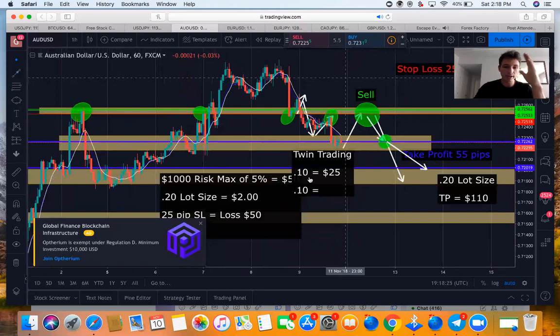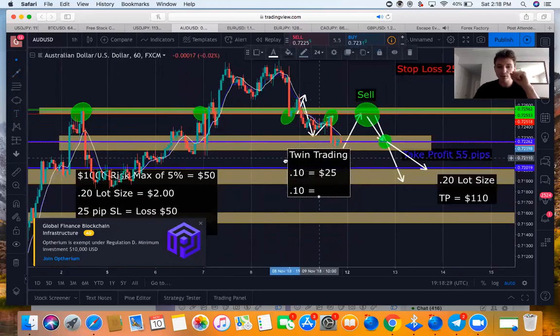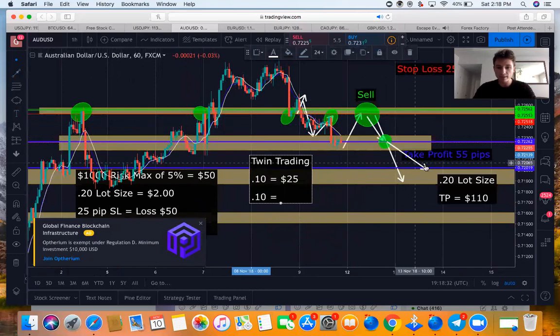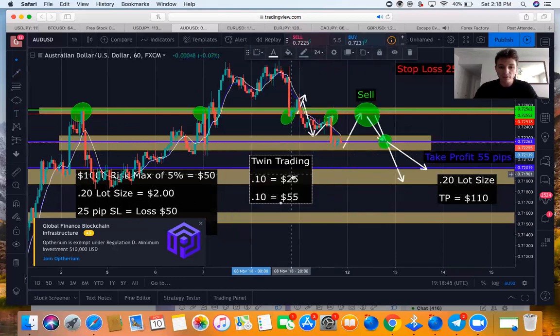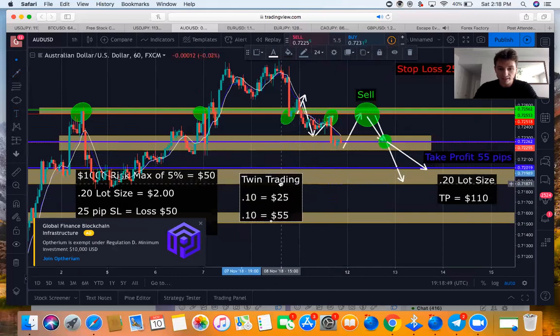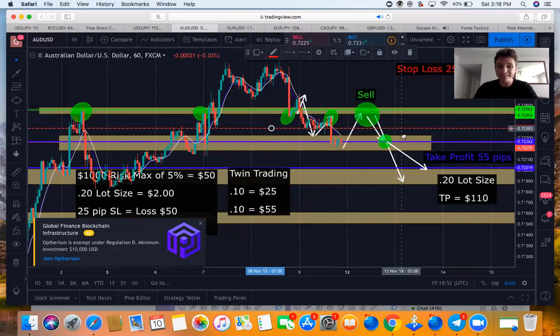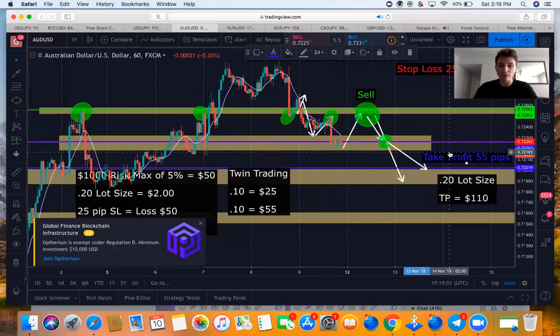And here's the biggest part about twin trading. I can continue to do this. What if it came down to my take profit here, my second take profit of 55 pips? Now I already made 55 on this one. So I'm already up 55 and 25, right? So I'm already up 80. Now I can take my stop loss and move it even further down to the take profit 1. Now what happens is I do have $55 running. So if the market turns around and goes back up, it's still going to close me out with a profit of 25 back at this spot here.